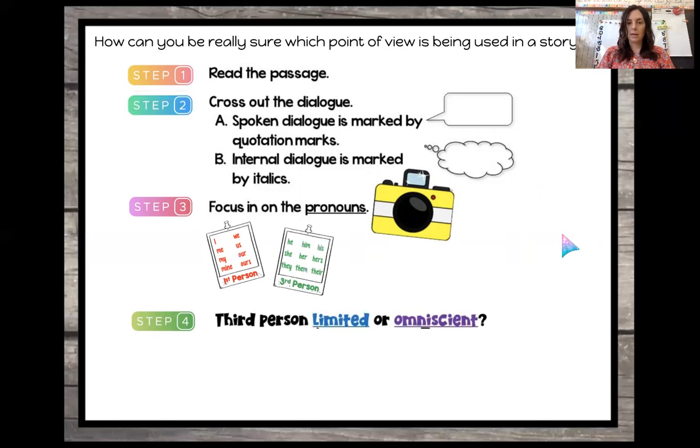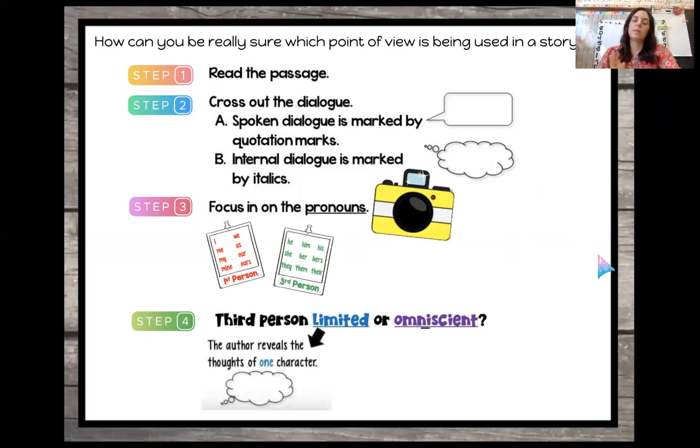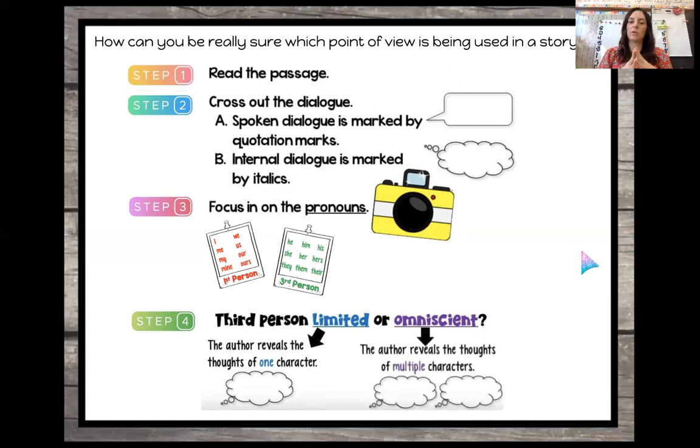And then you can take it a step further and try to figure out if the text is third person, is it third person limited or third person omniscient? So in third person limited, the author or narrator is only giving you the thoughts of one character. So you as a reader only have the insight about this one character. If it's third person omniscient, the author actually is giving you the thoughts and feelings of multiple characters. So you have a deep understanding of what multiple characters are thinking and feeling.